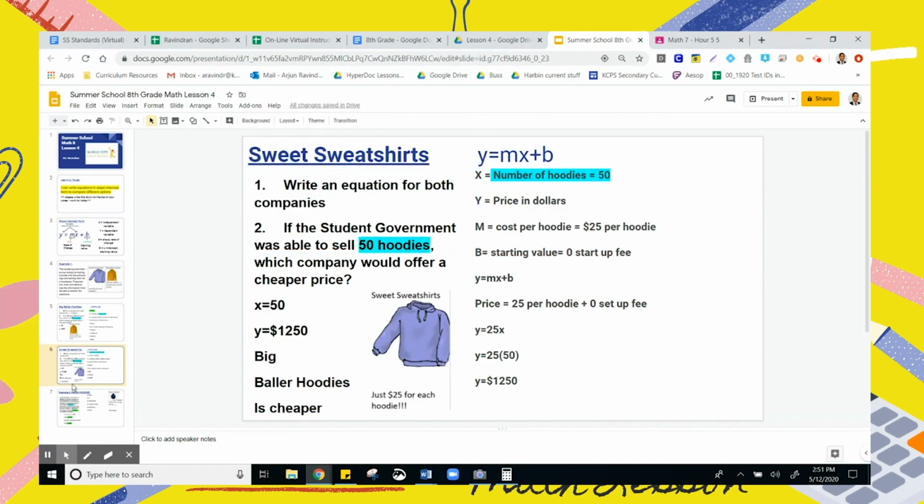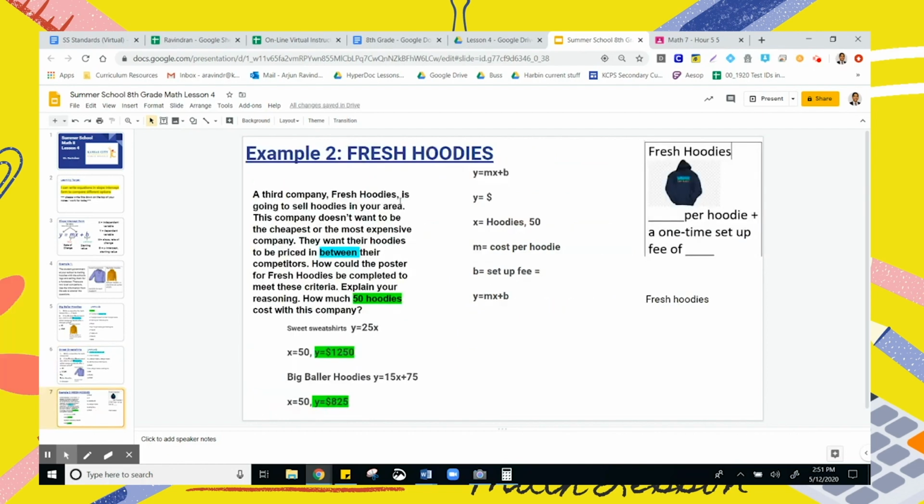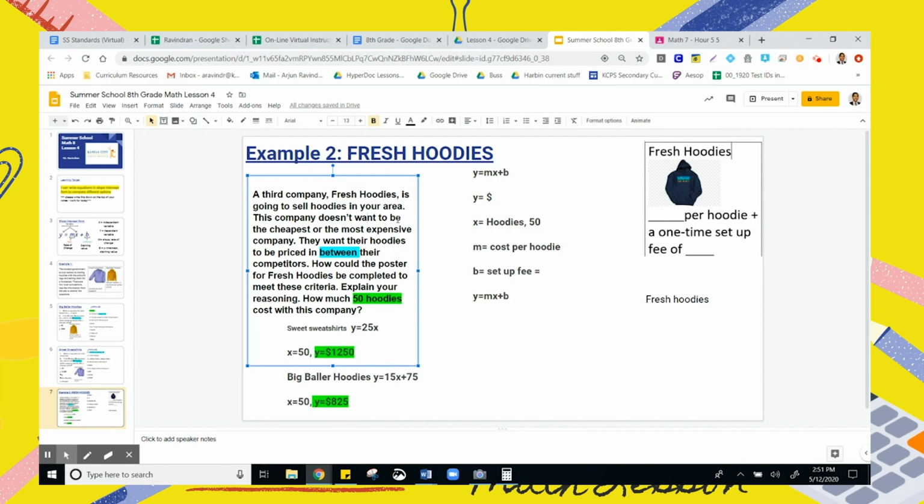The next and final task is to talk about a new company, Fresh Hoodies. A third company, Fresh Hoodies, is going to sell hoodies in your area. This company doesn't want to be the cheapest or the most expensive company. They want their hoodies to be priced in between their competitors. How could the poster for Fresh Hoodies be completed to meet your criteria? Explain your reasoning. How much would 50 hoodies cost with this company?